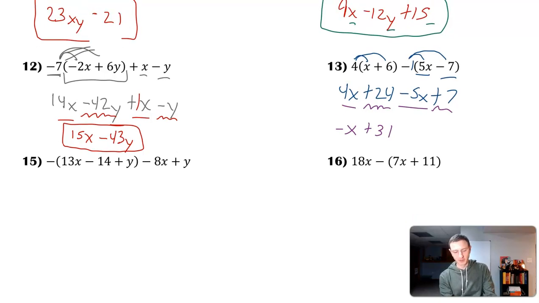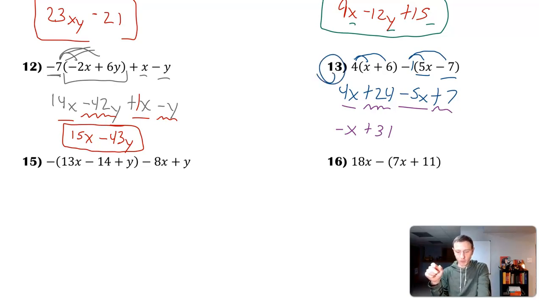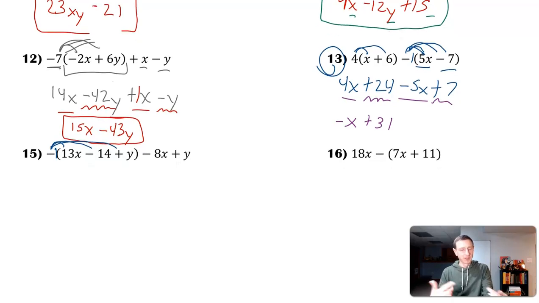Last two examples of combining like terms that I have, and then we'll look at the statements. We have negative 13x minus 14 plus y, and then we have some extra terms after that. So here, same thing I said on 13 with negative 1 times 5x, negative 1 times negative 7. We want to do negative times 13x, negative times negative 14, negative times positive 1y. So you're essentially just taking the opposites, or you can think of it as negative 1 times 13, negative 1 times negative 14, negative 1 times y, and then we'd go from there.